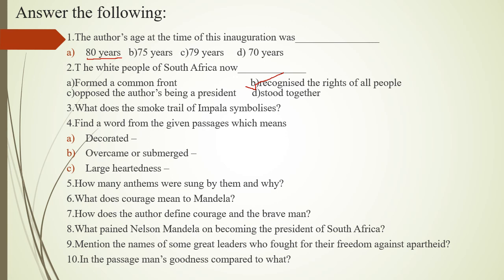Ninth question. Mention the names of some great leaders who fought for their freedom against apartheid. You have Oliver Tambo, Yusuf Dadoo, etc. Eighth question. What pained Nelson Mandela on becoming the president of South Africa? Nelson Mandela felt pain because he was not able to thank those leaders who struggled for this independence and destroyed this apartheid system. And 10th question, in the passage, man's goodness is compared to what?